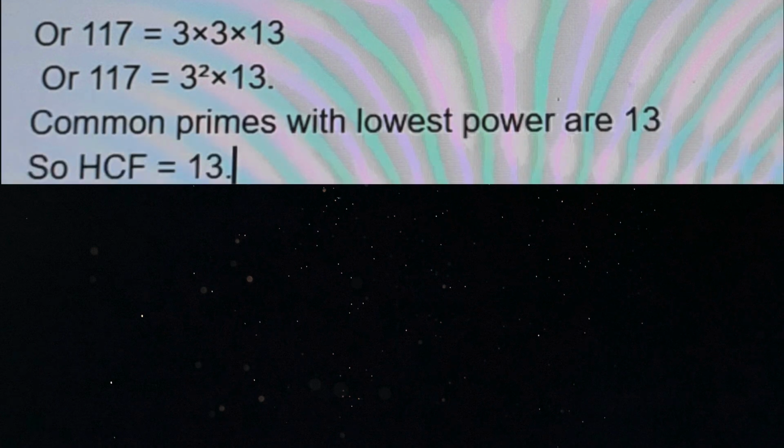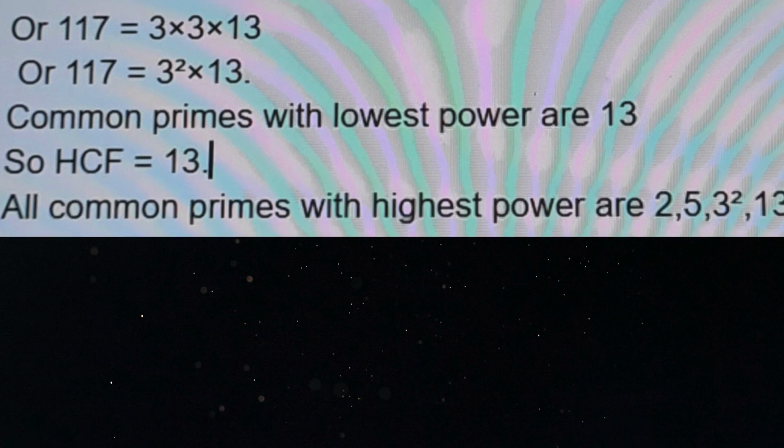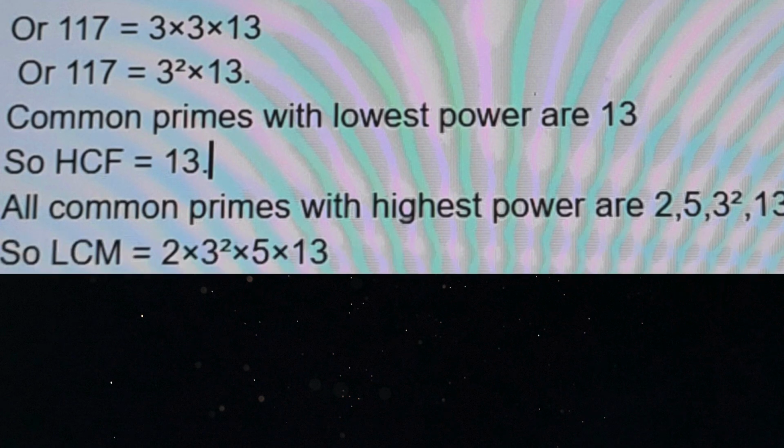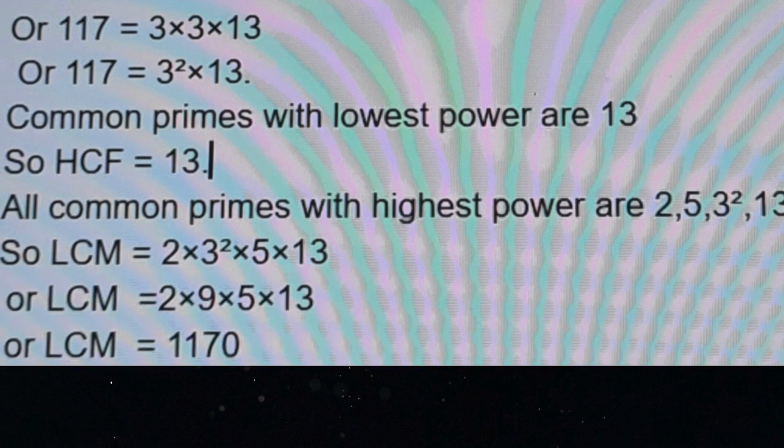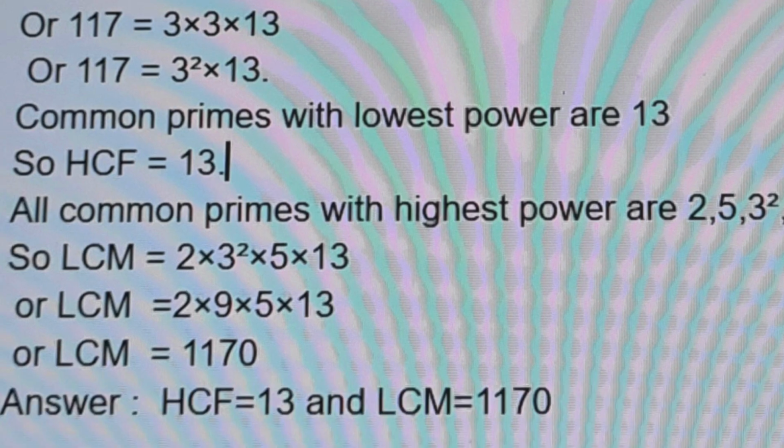So HCF equals 13. All primes with highest power are 2, 5, 3 superscript 2, 13. So LCM equals 2 times 3 superscript 2 times 5 times 13, or LCM equals 2 times 9 times 5 times 13, or LCM equals 1170. Answer: HCF equals 13 and LCM equals 1170.